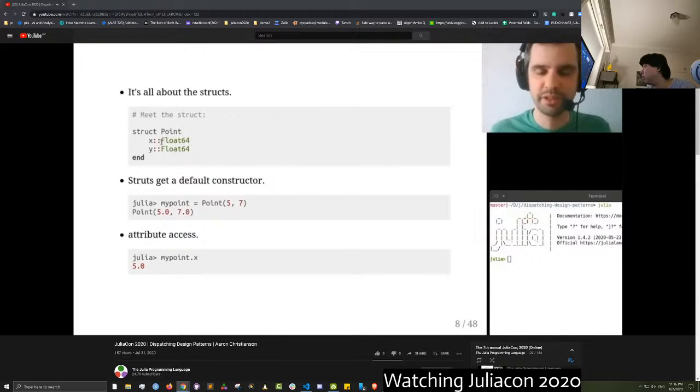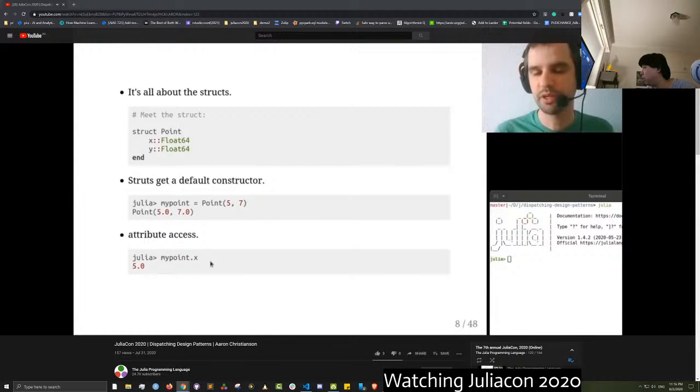If you don't have the types there, you're going to have really bad performance. On the other hand, you don't really need types on functions as much in Julia, but it's very important to have them for structs. You also get a default constructor, right? So you put in a value for each parameter and it constructs your struct. Attribute access looks like other languages. You got your period.